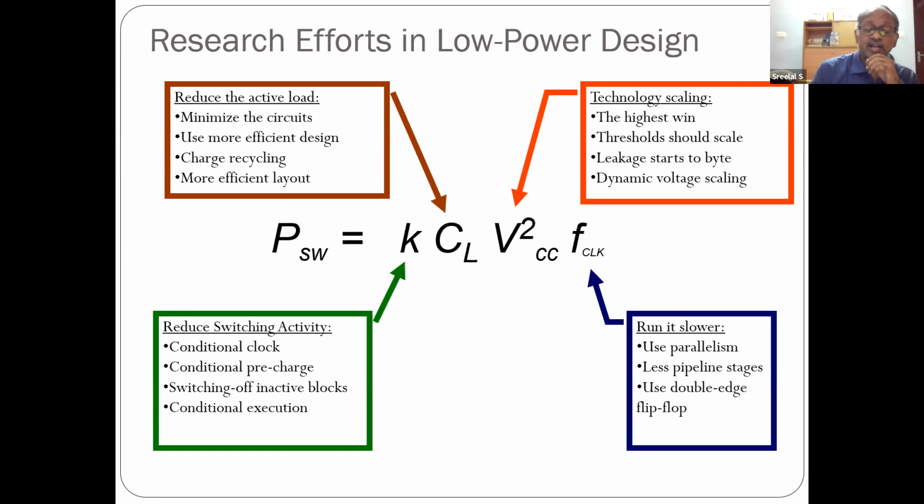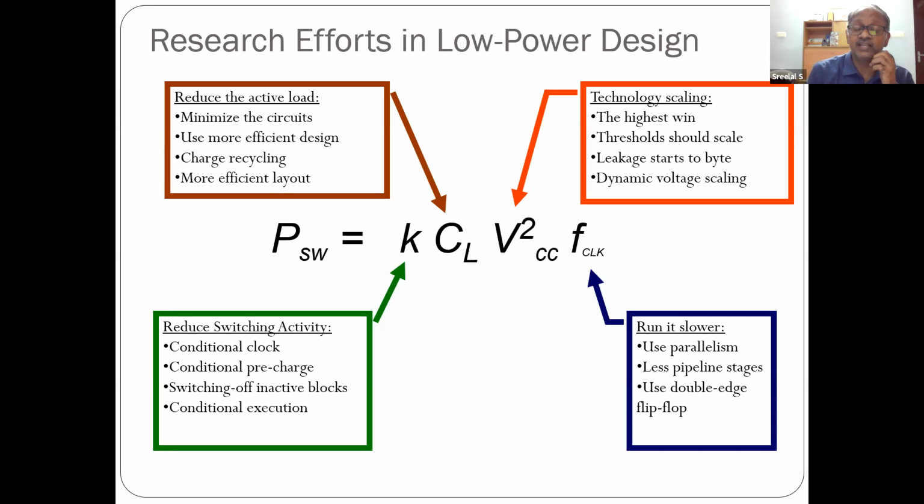So the research efforts in attaining low power design can be classified into reduction of the active load. That is basically reduction of the capacitance factor CL. This can be done by minimizing the circuits, using more efficient design, charge recycling, more efficient layout, etc. Then a reduction in supply voltage VCC can be achieved by technology scaling, which is the highest win. Thresholds should also scale appropriately. Leakage is another factor which starts to set in as we reduce the supply voltage and advance the technology.